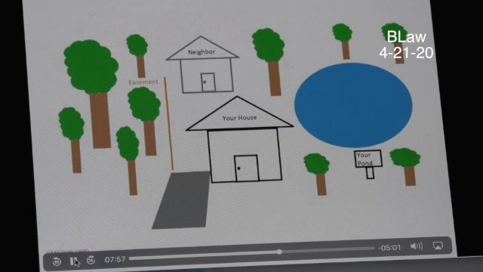Now, if the third party happens to be a licensee or a social guest, as I called it, you invited someone over just to hang out, the landowner does have a duty to warn of non-obvious dangers that the landowner is aware of, and they must warn the guest of those dangers. The landowner doesn't, however, have a duty to learn of the presence of any unknown dangers.